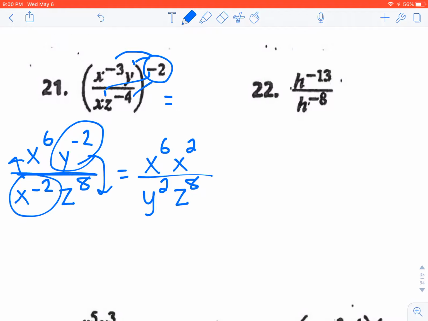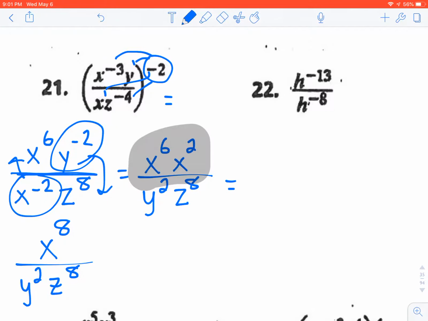Okay, at this point, look and see what you can simplify. The bases that are the same are the x's on top. So your x on top becomes x to the 8th. Multiply same base, you're adding exponents. The y and the z, you're just rewriting, because there are not any bases that are repeating with the y or the z. Okay, so that's your answer for 21.